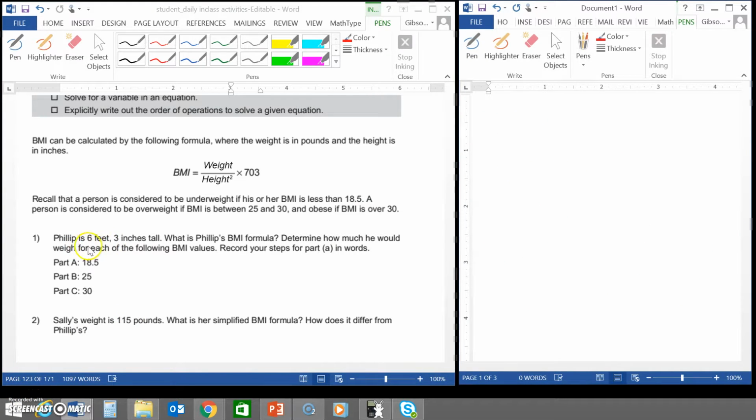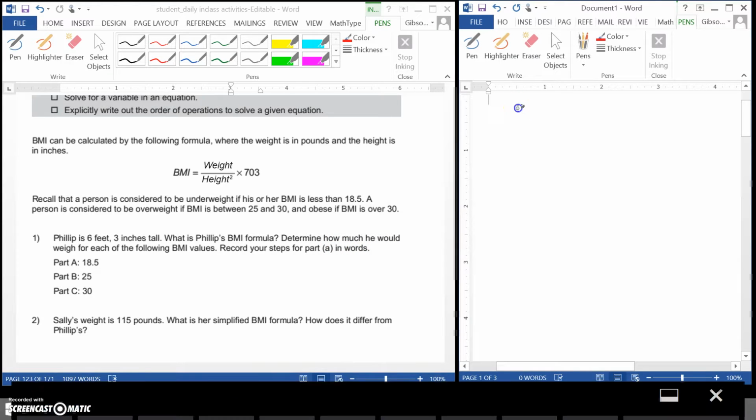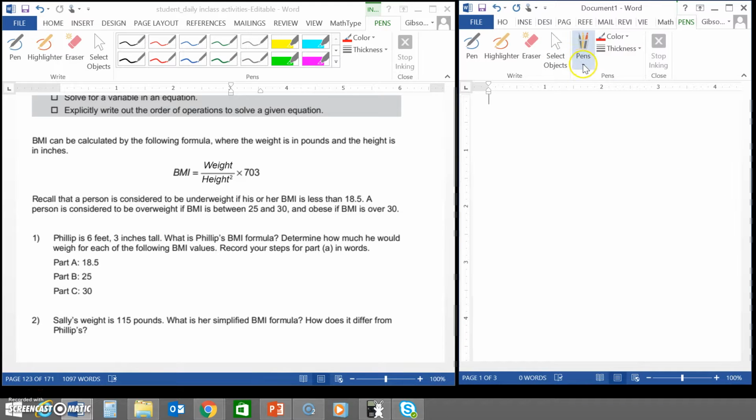Now it says here for number 1, Philip is 6 feet 3 inches tall. What is Philip's BMI formula? Determine how much he will weigh for each of the following BMI values. Record your steps of part A in words. Okay, now, first of all, I'm not going to require you all to record this in words. I would just have you all record this in deeds. I will say the words. If you want to rewind this video, you can, and you can write the words.